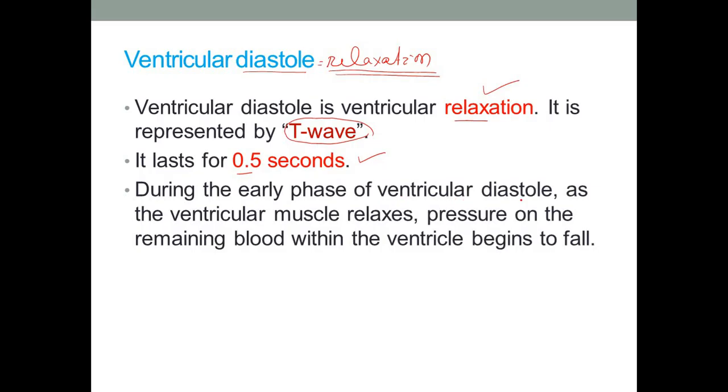During the early phase of ventricular diastole, as the ventricular muscle relaxes, pressure on the remaining blood within the ventricle begins to fall. As you can see, it is a relaxation phase, so the muscles of the ventricle get relaxed and the blood pressure drops.